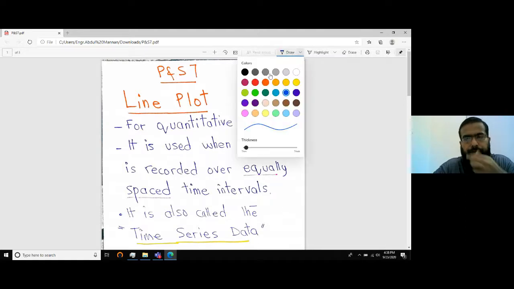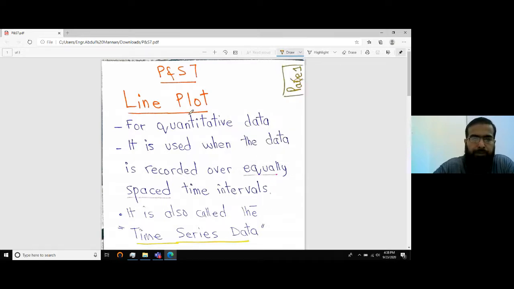Lecture number 7. We are studying probability and statistics, and in this lecture we'll study how to draw a line plot. Line plot is for quantitative data. It is drawn for quantitative data.